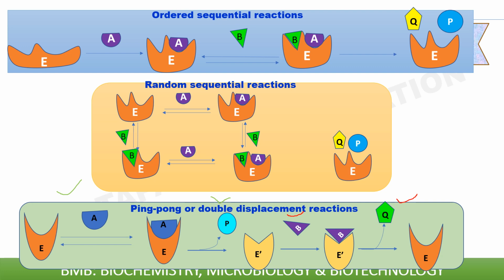In case of ordered sequential or random sequential reactions, there are two active sites for two substrates, whereas for ping-pong or double displacement reactions there is only one active site for two substrates. After binding with first substrate and releasing of first product, there will be change in the conformation, then only second substrate can bind.